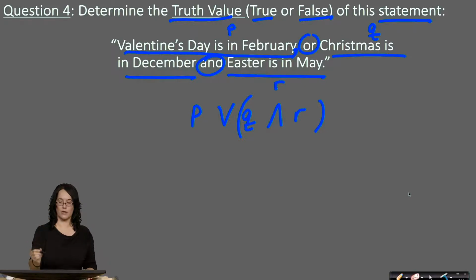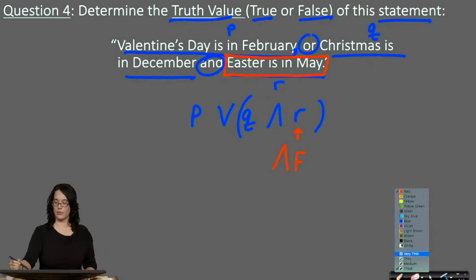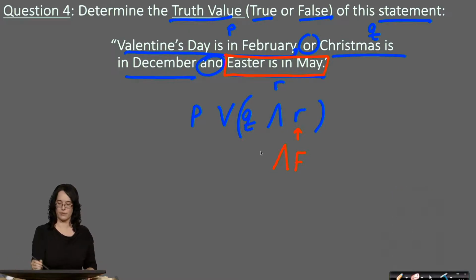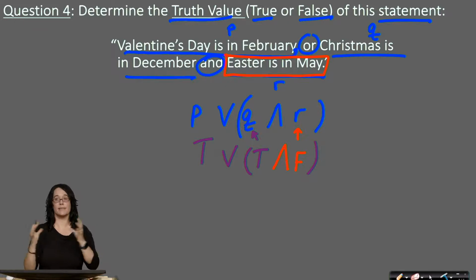There's one falsehood here, and we said it was Easter being in May, right? That was the falsehood, letter R. So this one right here is actually false, and it's paired up with a truth, because we said that Q, Christmas is in December, is a truth. And then we have our or statement, and P, Valentine's Day in February, that was also a truth. Okay. So what we want to do is work our way from the inside out, right? There are no negations to do here. So we simply look first in the parentheses. Let's go there first. True and false.